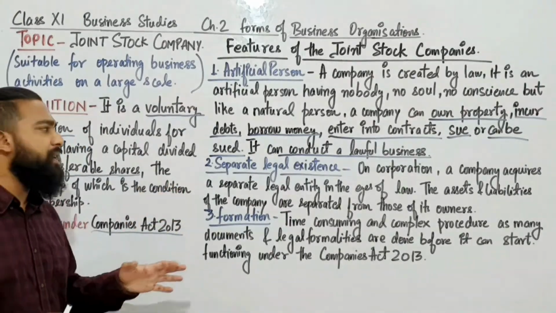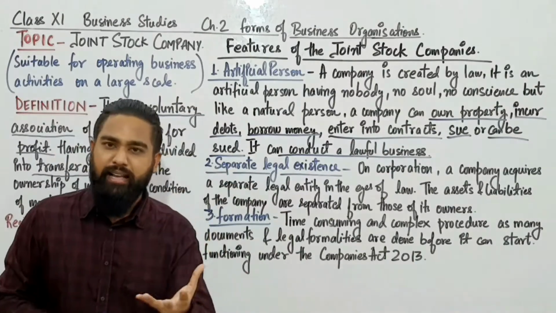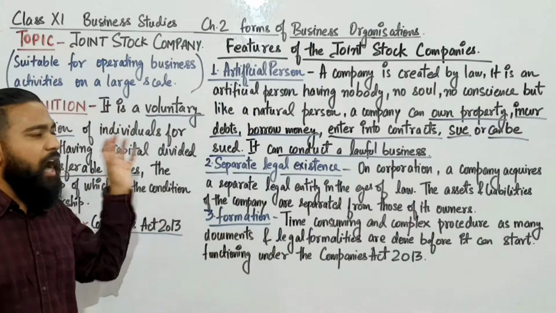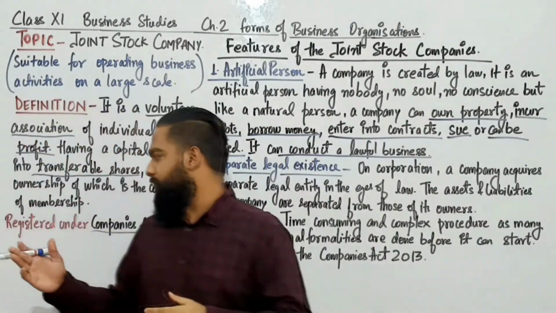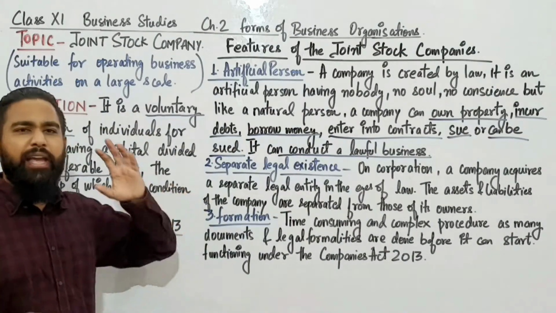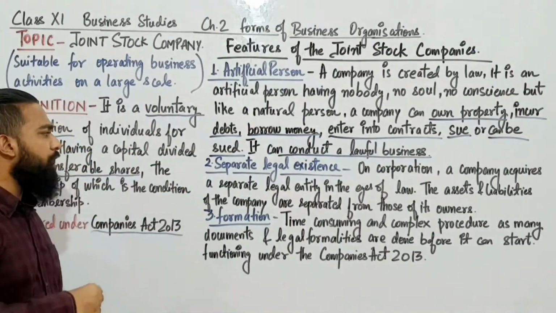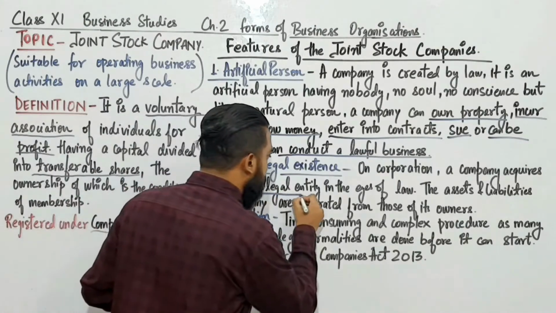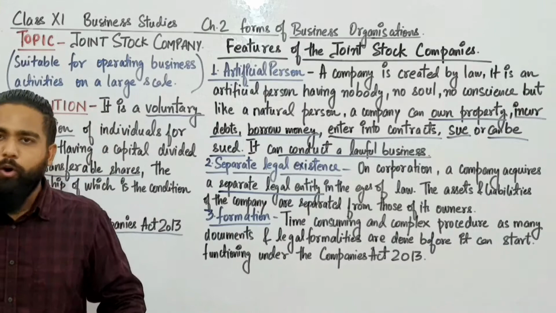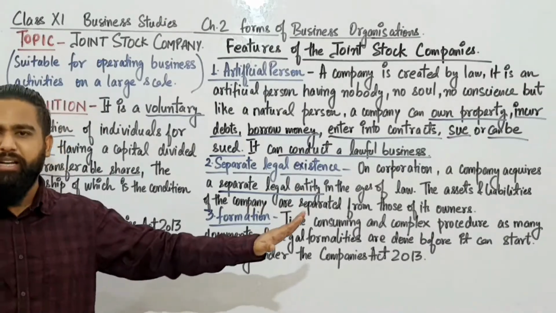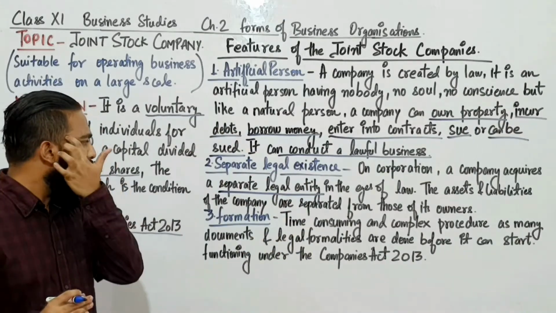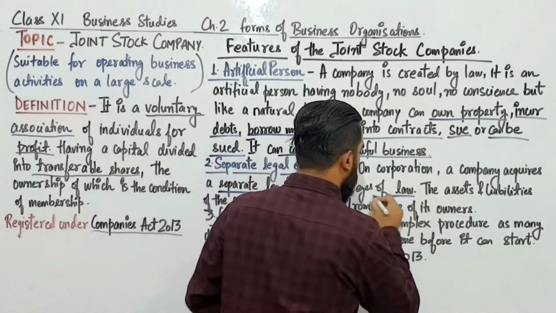Now the second one is separate legal existence. As you know, a company is created by the law. So after the incorporation, after it has been registered under the Companies Act 2013, a company acquires the quality of a separate legal entity. It becomes separate from the members or from the owners. So it has a separate legal entity. It is something else in the eyes of the law.